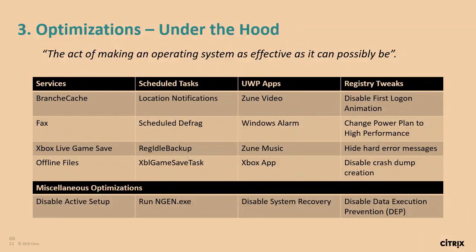So what is optimization? It's the act of making an operating system as effective as it can possibly be. We do that by disabling services, such as the Fax service, scheduled tasks, scheduled defrag, disable it, get rid of some UWP apps like Xbox app, registry tweaks, and then a various number of miscellaneous optimizations like disabling system recovery.